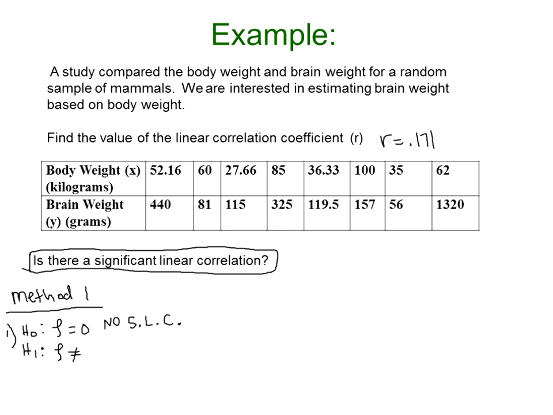The alternate is not equal to. So if rho is not equal to 0, you're saying that there is a significant linear correlation. That setup doesn't change. It's always the same. Okay, our second step is our test statistic. So I'm going to put TS for my test statistic. This is where you use the value of t. Now we already have this from our calculator, and let me show you what I have.